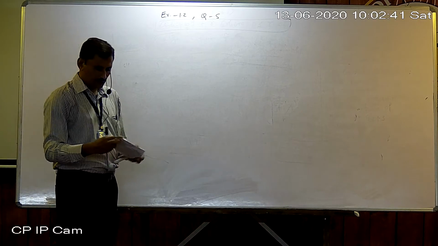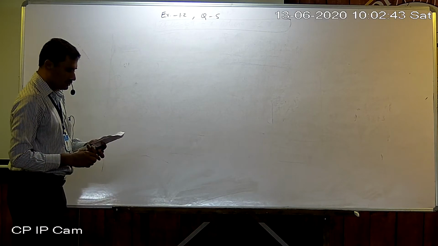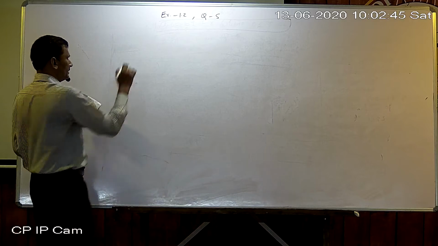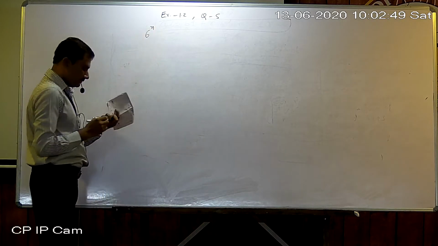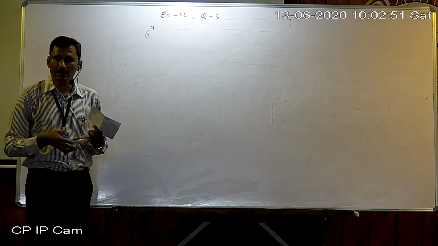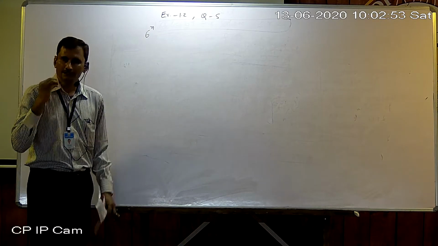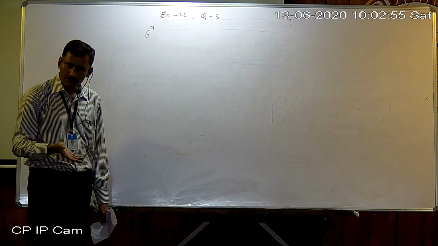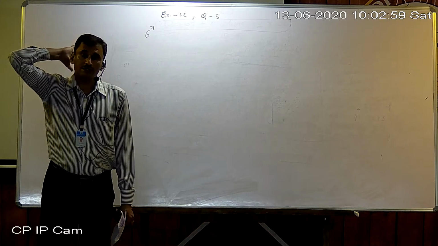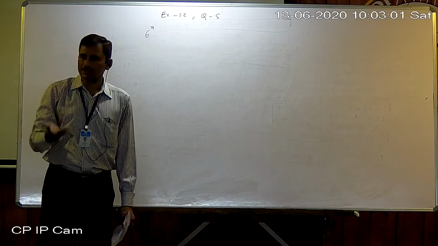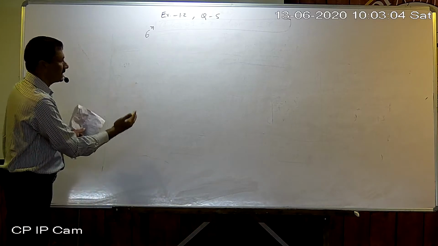Whether 6 raised to n ends with 0 for any natural number n. 6 raised to n for any natural number n, maybe 6 raised to 5, 6 raised to 10, 6 raised to 8, 6 raised to 1, but does it end with 0 or not? We have to decide it or we have to prove it. That is again a theoretical type of question.